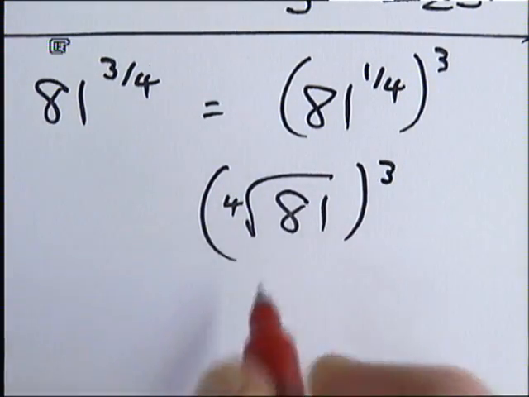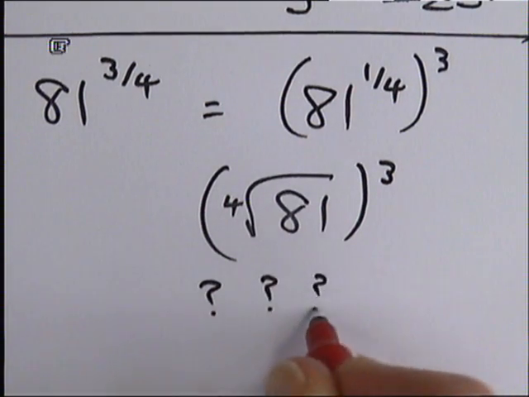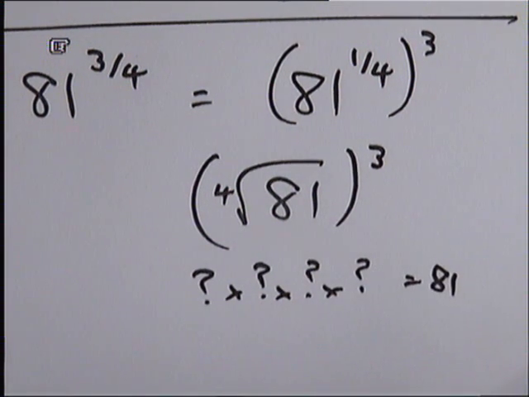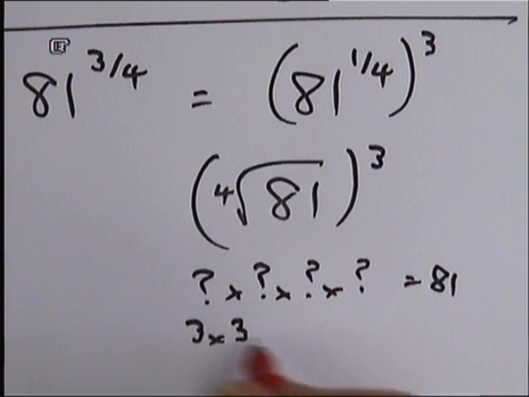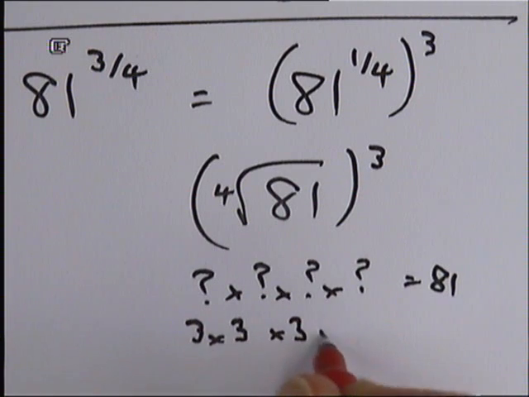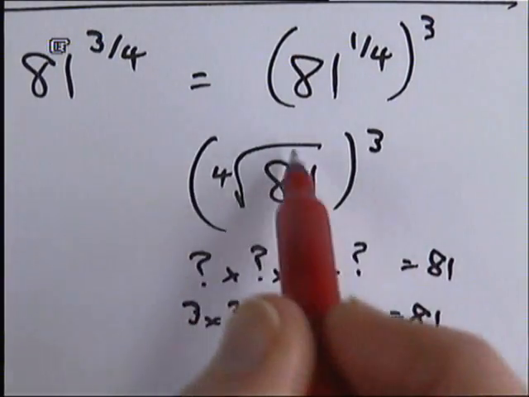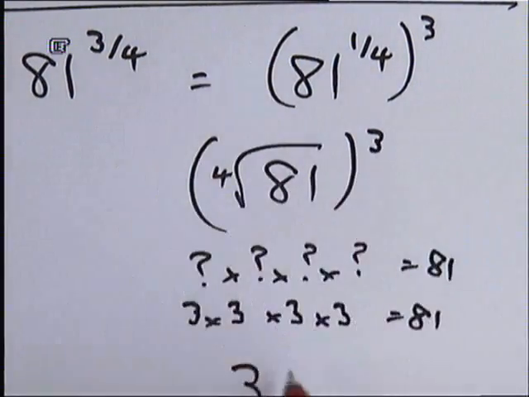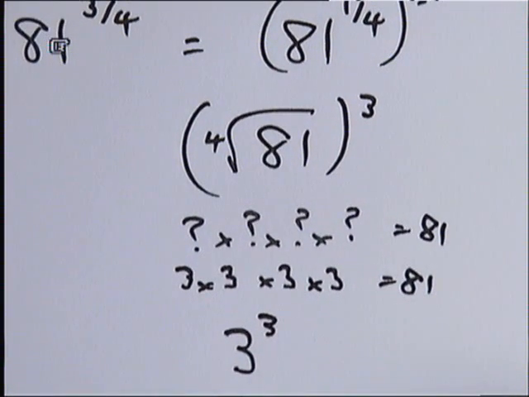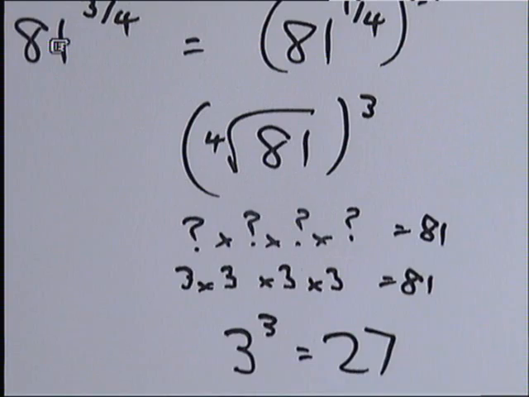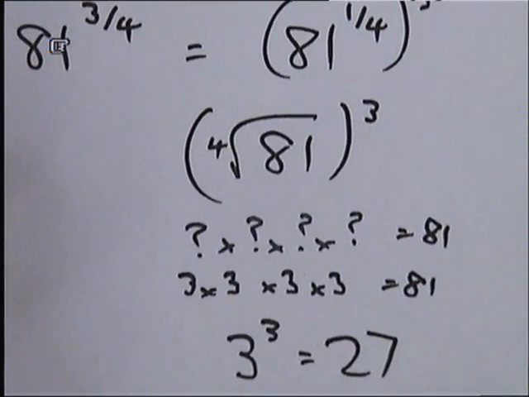The 4th root of 81 means what number do I write down 4 times and times together to get 81? The answer is 3. 3 times 3 is 9, times another 3 is 27, times another 3 is 81. So this bit inside the bracket is 3, and then I have to put that power of 3 there as well. I mustn't forget that. 3 to the power of 3 means 3 times 3 times 3, that's 27. So 81 to the power of 3/4 comes out to be 27.